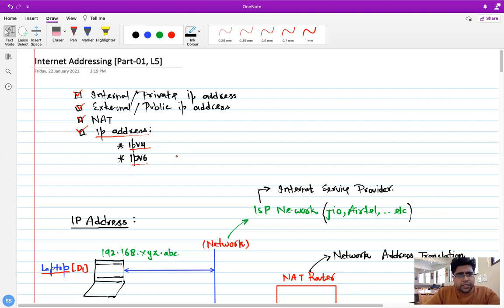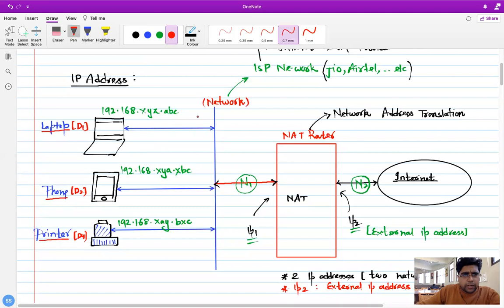So let's discuss NAT and all these private and public IPs first of all. Then I'll move to this topic. Okay, what is IPv4 and what is IPv6? Okay, so let's look at this structure.